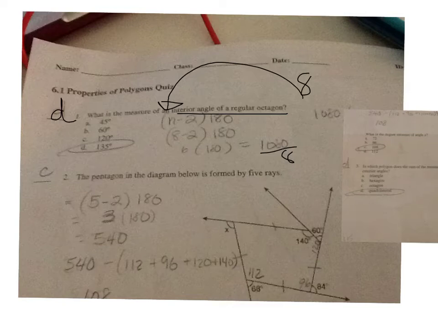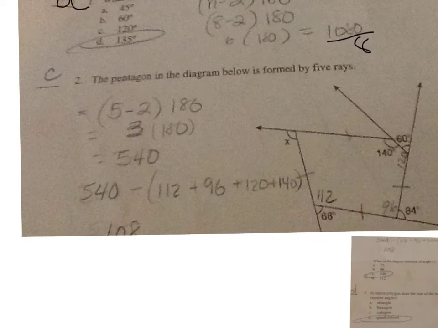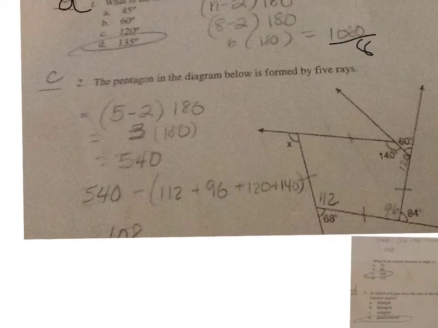Question number 2. The pentagon of the diagram below is formed by 5 rays. So here are 5 angles in the pentagon. Just want to make sure I note these. 1, 2, 3, 4. That one's an angle. 5. Okay? And all 5 of those, because this is a pentagon, means they have to add up to the total amount of angles inside of a pentagon, the interior. So again, we're going to use our 5 here. 5 minus 2 gives us 3. 3 times 180 gives us the 540.